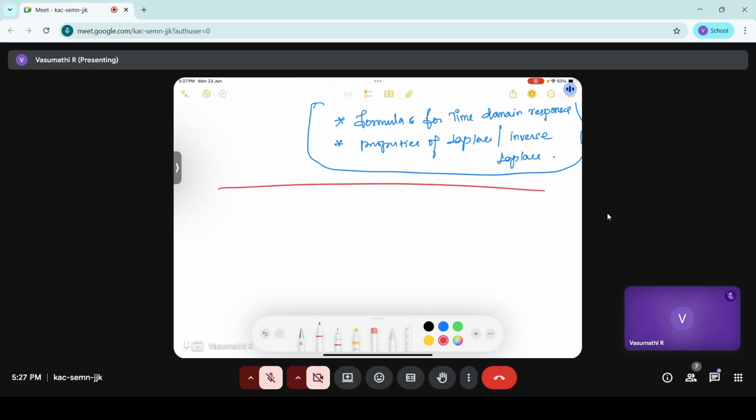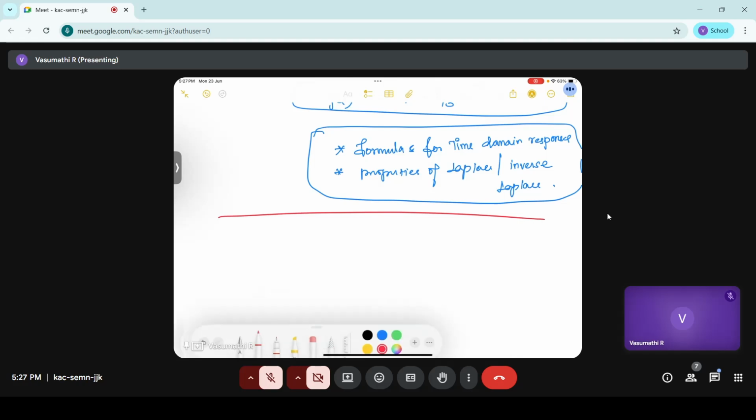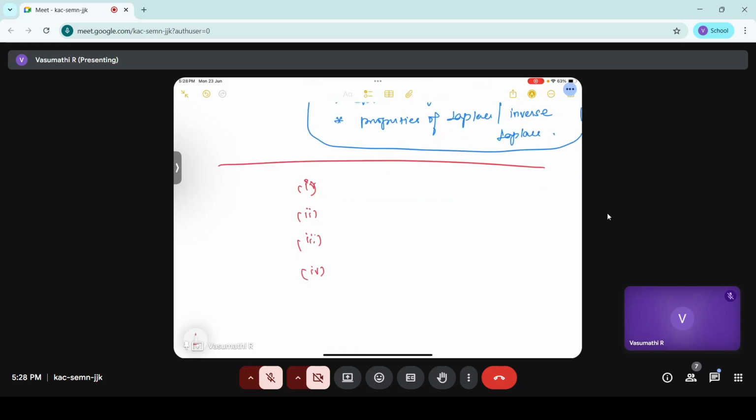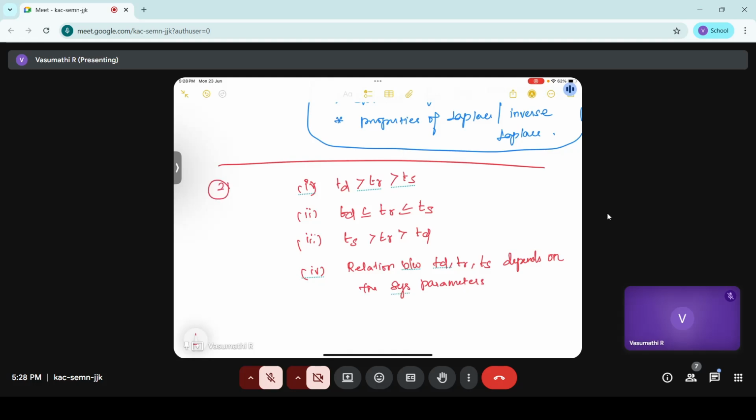I will ask you one question. Just try to answer it in the chat box. I will give you four statements: statement 1, 2, 3, and 4. I will write the options first, then I will ask the question. First, TD greater than TR greater than TS. Second, TD less than or equal to TR less than or equal to TS. Third, TS greater than TR greater than TD. Fourth, the relation between TD, TR, TS depends on the system parameter. So these are the four options you have been given.